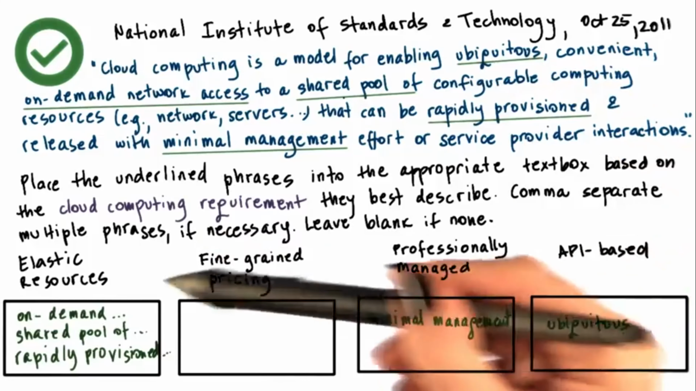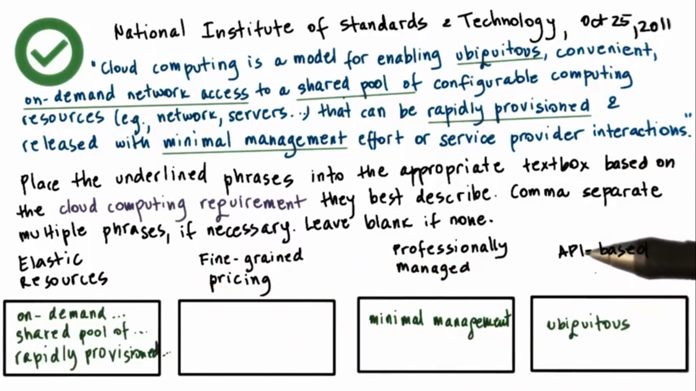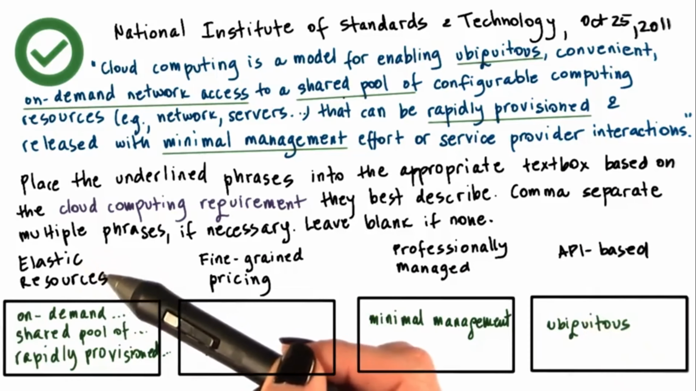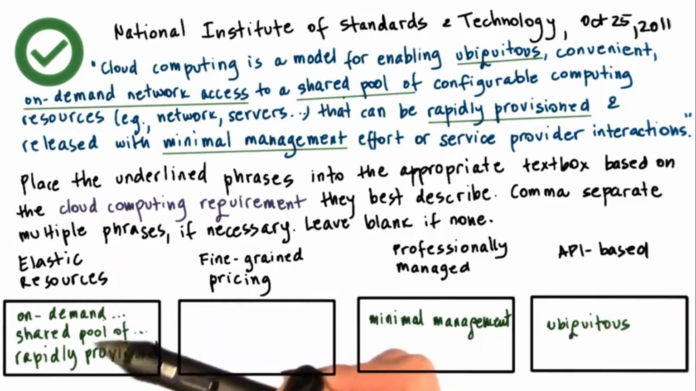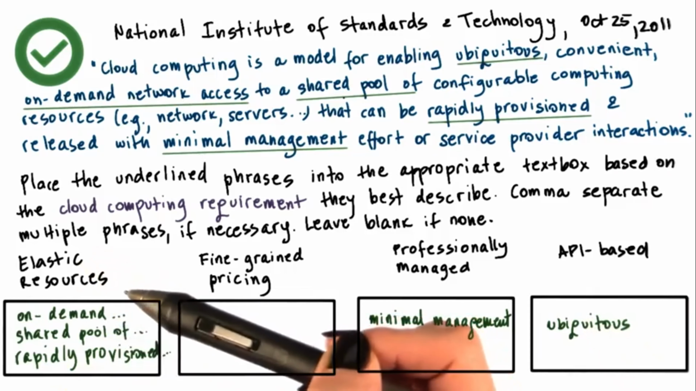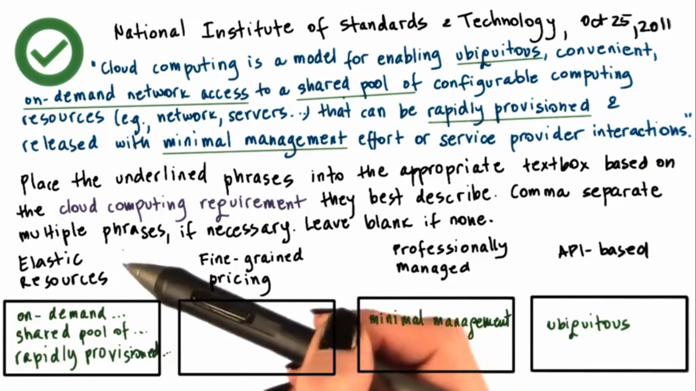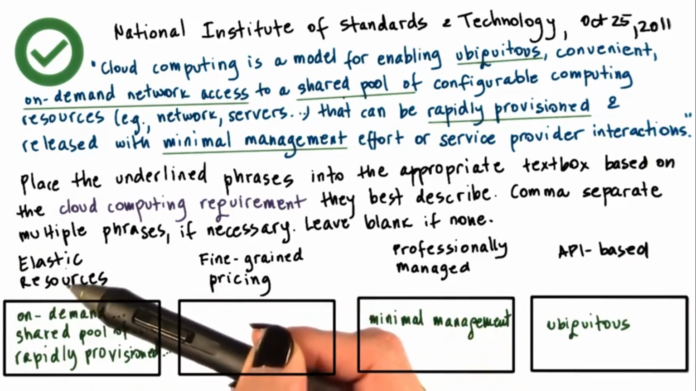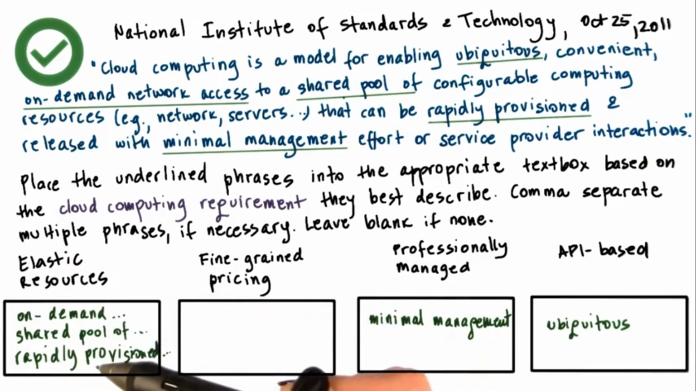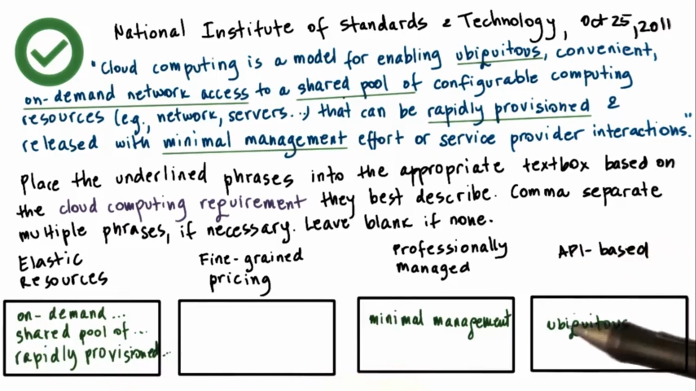Looking at this definition and the cloud computing requirements that we discussed already, here is how these phrases map to these requirements. When we think about elastic resources, that means that these are on-demand network resources. Whenever we need them, they will get created. They come out of a shared pool of resources, so that's how we can support this requirement. And this provisioning happens rapidly. When we think about API-based, that really means that the cloud computing resources are ubiquitously available.